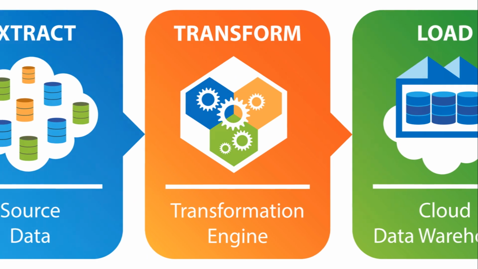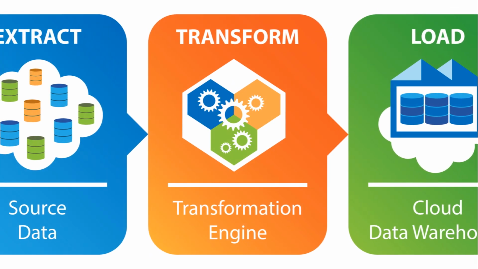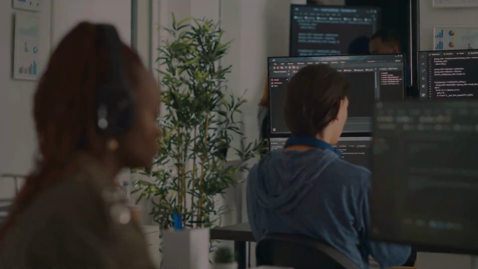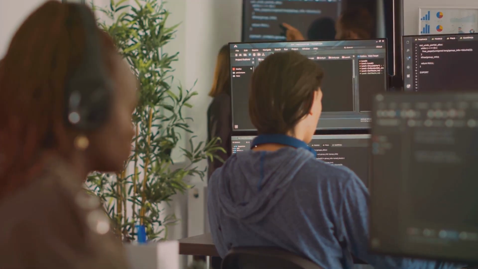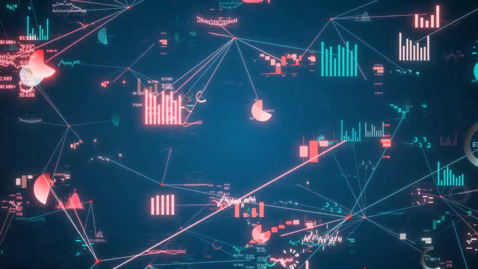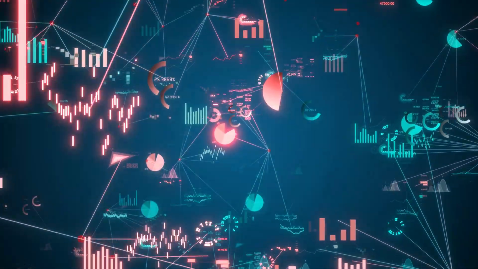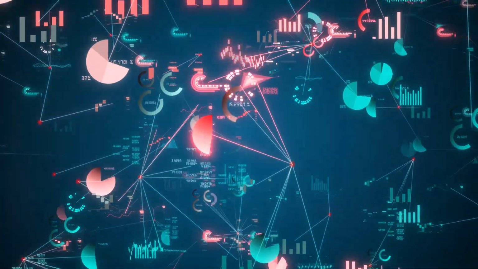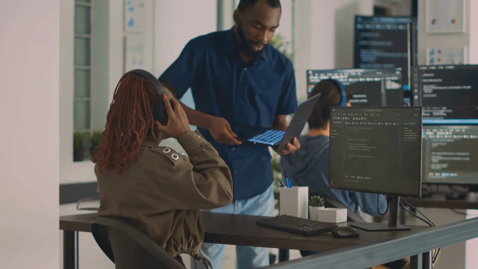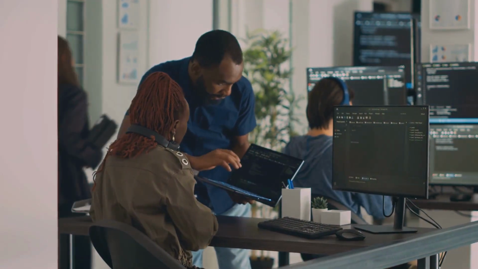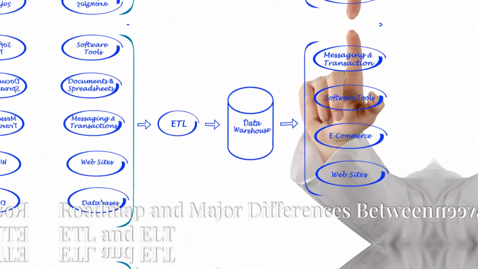Transformation tools. In ELT, the transformation happens inside the data warehouse itself. Tools like SQL: often SQL queries are used to transform the data directly in the warehouse. Apache Spark: if your data warehouse can integrate with Spark, it's a fantastic option for large-scale data transformation. dbt: as mentioned earlier, dbt excels in transforming data in modern ELT pipelines by utilizing the power of the cloud.